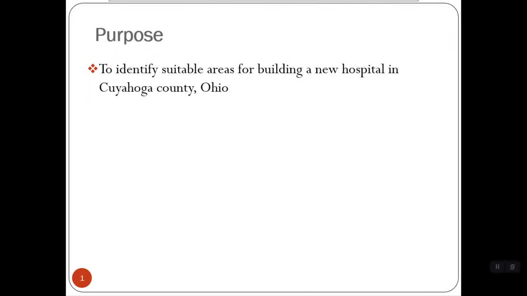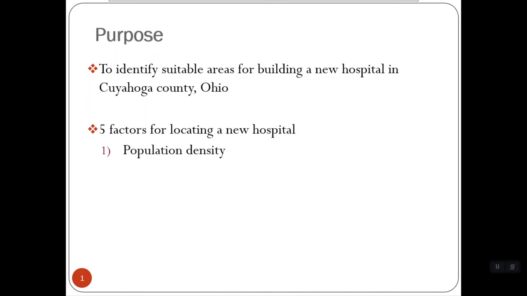Alright, so the purpose of this lab is to locate suitable areas for building a new hospital in Cuyahoga County in Ohio. Let's say after brainstorming and consulting with experts, you have considered 5 factors for building a new hospital in this county. The first one is population density.